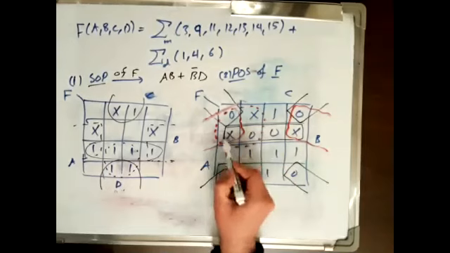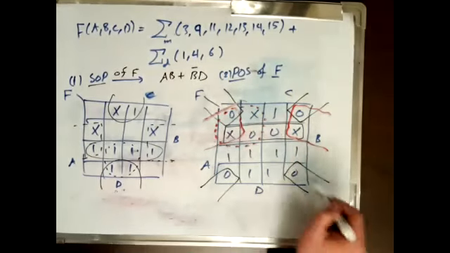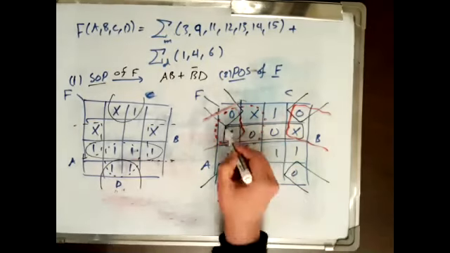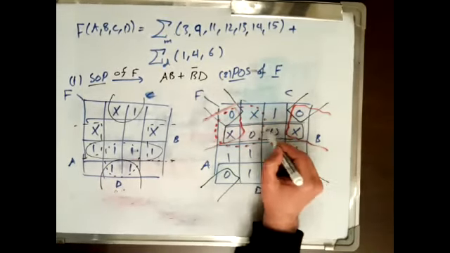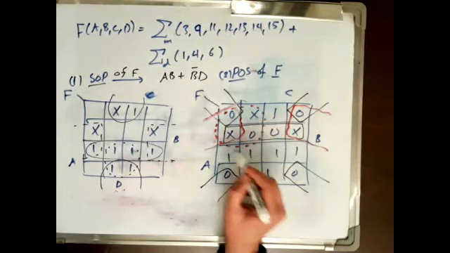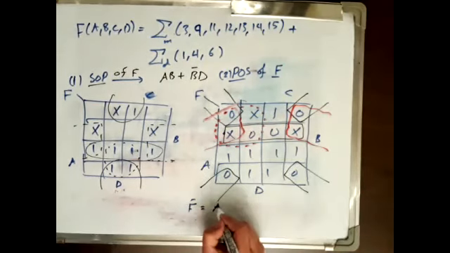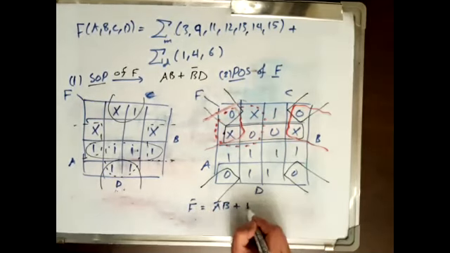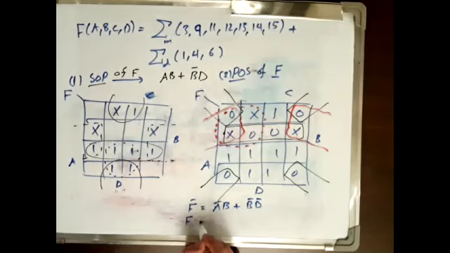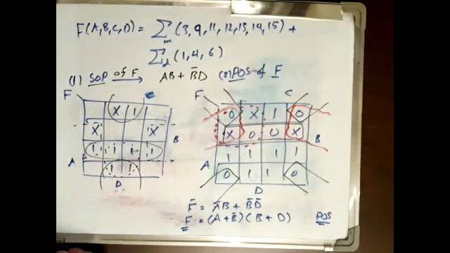If we take this one, we cover these two zeros. And we have to take this one because it is essential. It is the only prime implicant containing this zero, right? So we'll take this one, which is, what is this one? F bar is A bar and B, or this, which is B bar D. So F will be the complement of this, which will be A or B bar, B or D', as a product of sum. F as a product of sum.